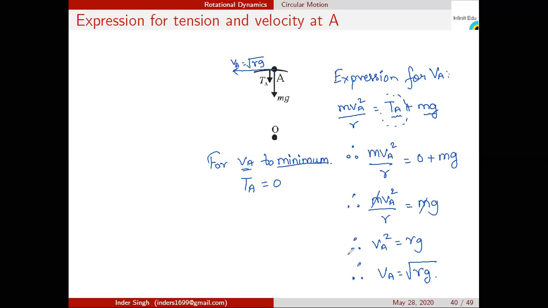So V is equal to VA, which is equal to under root of rg. That is an expression for velocity at position A. You can take a screenshot of this, because you took a screenshot of the previous one too. Take a screenshot of this also.